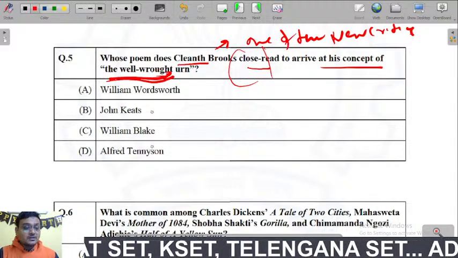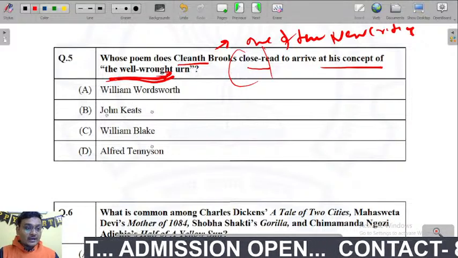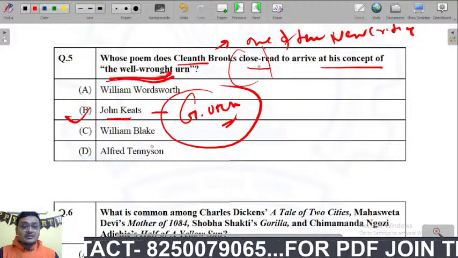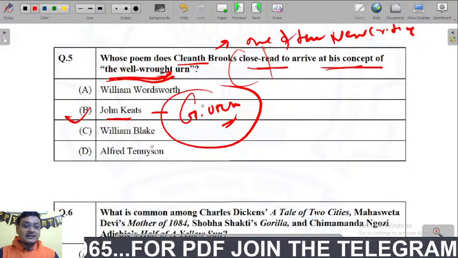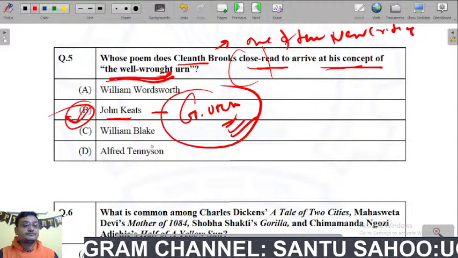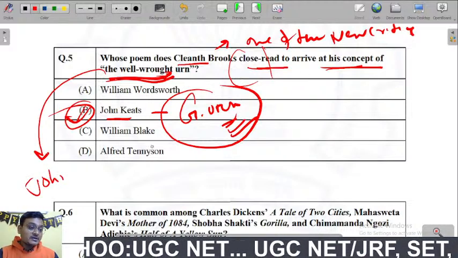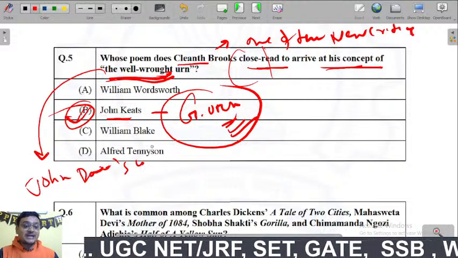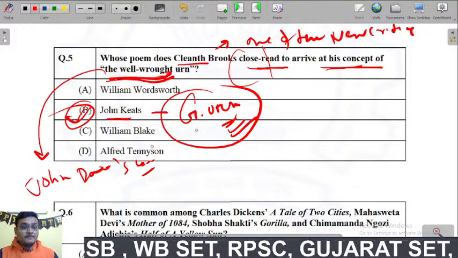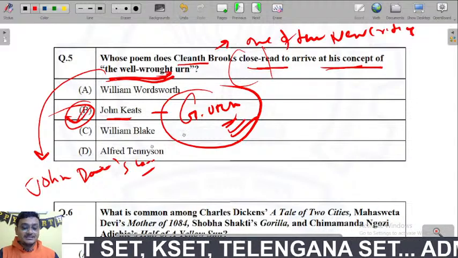Well-wrought urn. Got it? So after reading the work of John Keats, that is Ode on a Grecian Urn, he gave this concept. That is the Ode on a Grecian Urn by John Keats. B is the right answer. And the title of this work, The Well-Wrought Urn, has been taken from John Donne's Canonization, whereas after reading John Keats' Ode on a Grecian Urn, he gave this concept. The well-wrought urn, exactly.